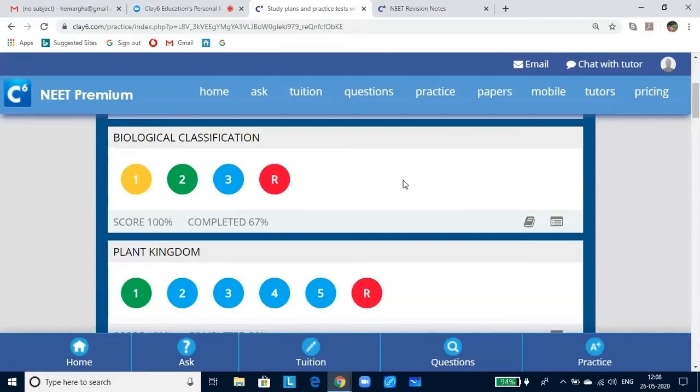Now let us begin the lesson. So I would suggest that it is ideal if you are able to have this package as a part of your study material. Now let us start with the revision notes.